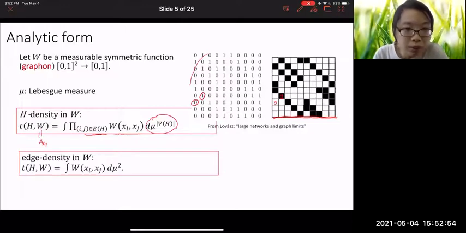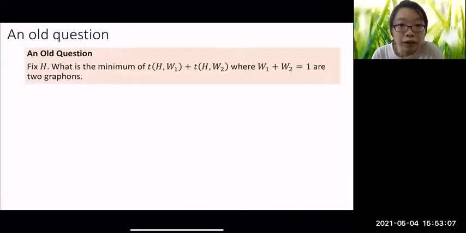So throughout the talk, we'll use the edge density in W to be basically the L1 norm of W. So it's the same as the edge density in G. Right, so then we can rephrase our Ramsey multiplicity question as follows. We fix an H, and instead of two-coloring K_n, we ask what is the minimum of the sum of t_H(W_1) plus t_H(W_2), where W_1 and W_2 are complements of each other, so they add up to 1. This is exactly the same as two-edge coloring the complete graph K_n.